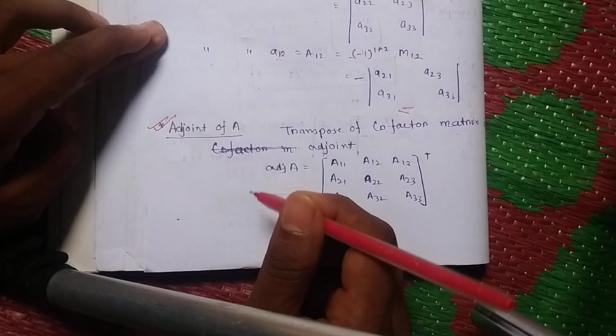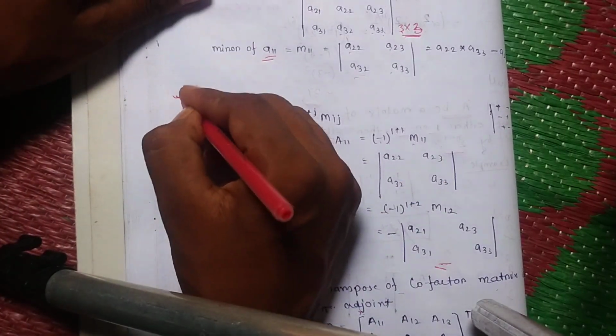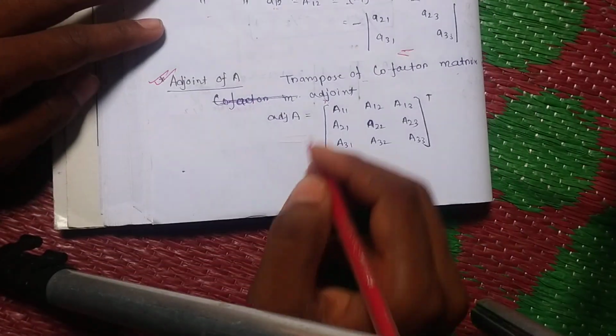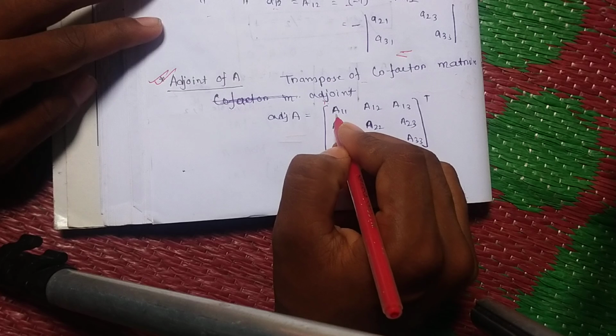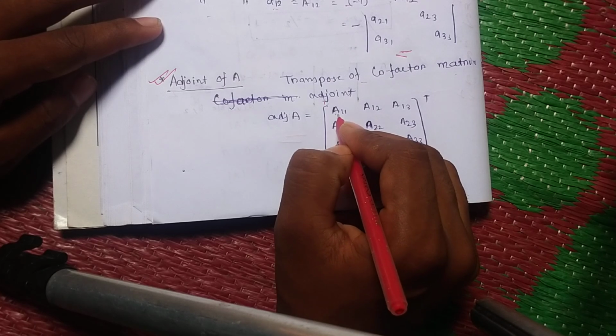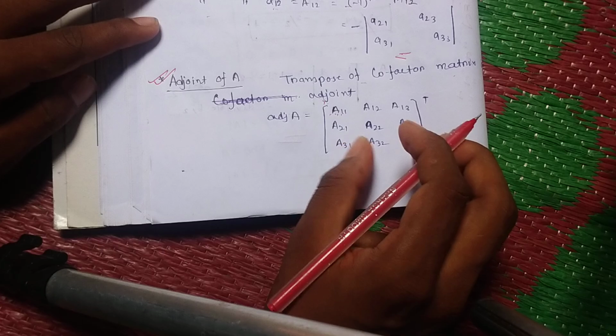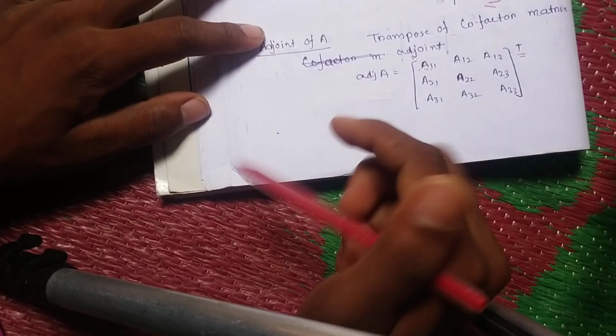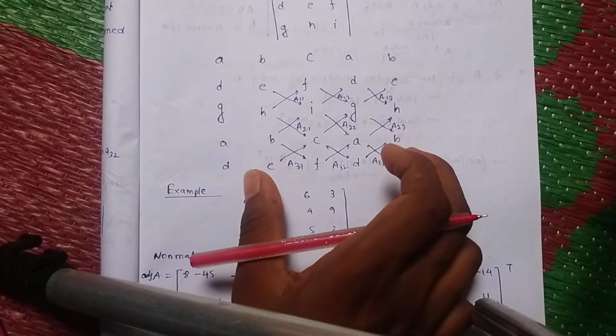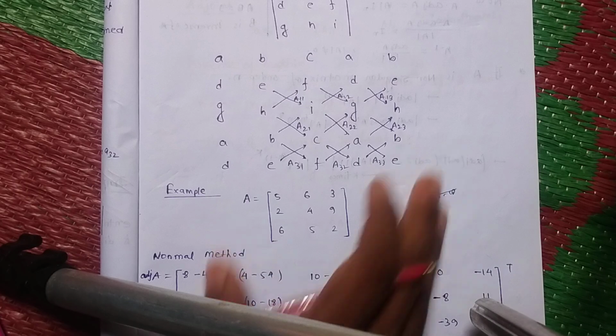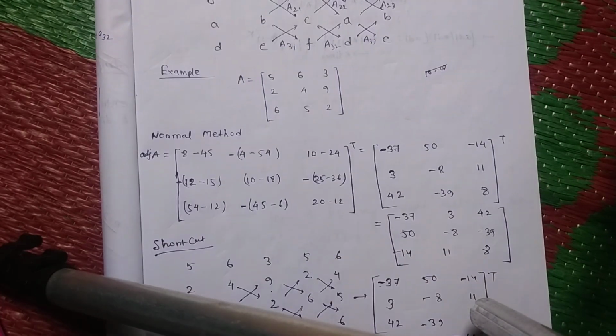Already you have seen the meaning of cofactor. Now for every element you have to find the cofactor. For small a11, the cofactor is capital A11, for this capital A12, and find all the cofactors. Then their transpose is our adjoint of A, which is denoted by adj A. Also there is a shortcut method, it's not necessary, you can find it this way.